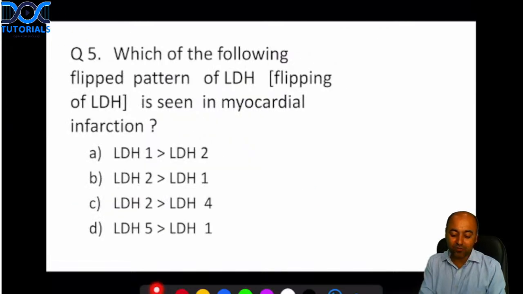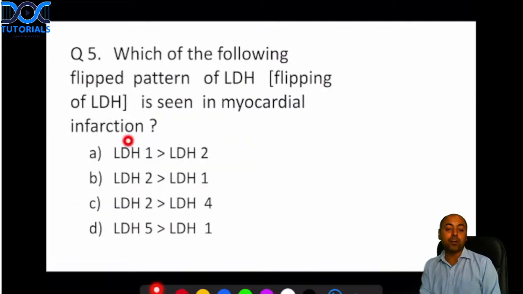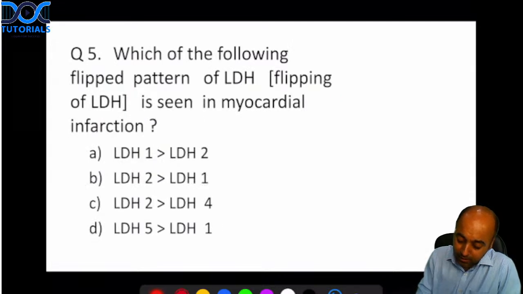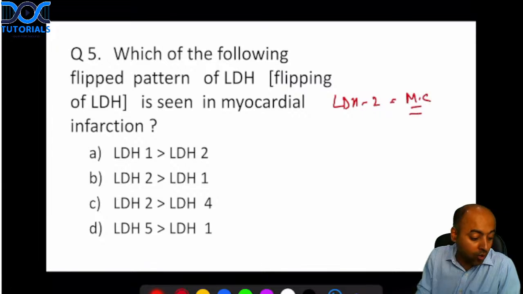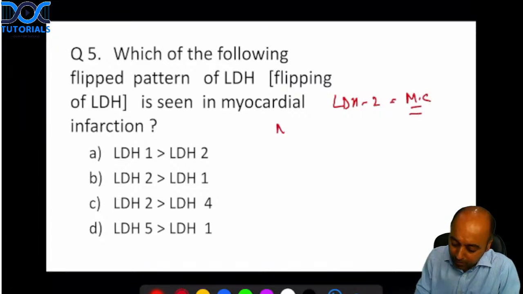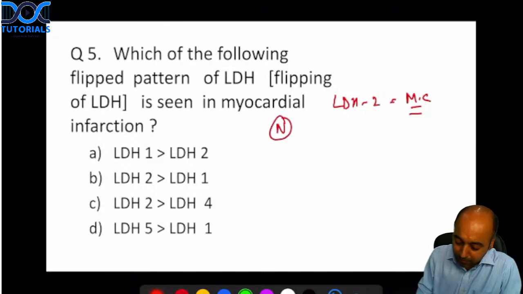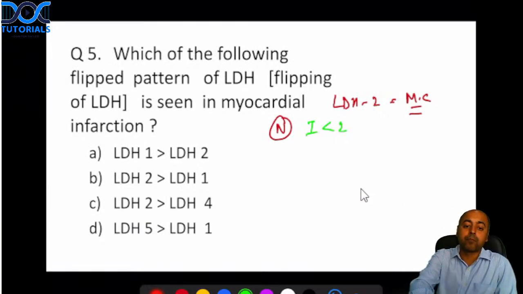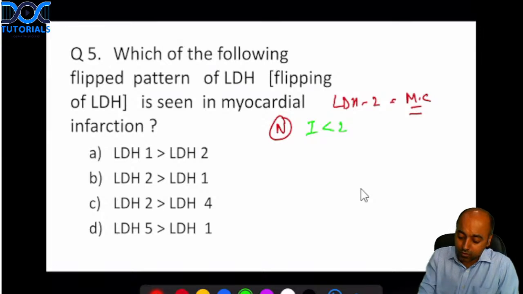Question number 5. Flipped pattern of LDH is seen in myocardial infarction. Which of the following is the flipped LDH pattern? Here you have to remember that LDH type 2 is most common. So normally, what will happen? Normally, type 1 should be less than type 2.